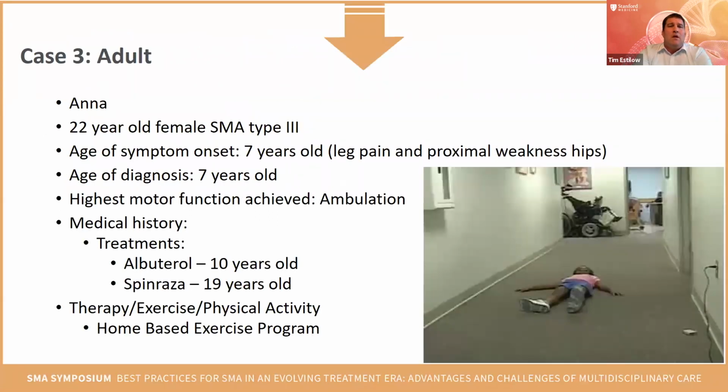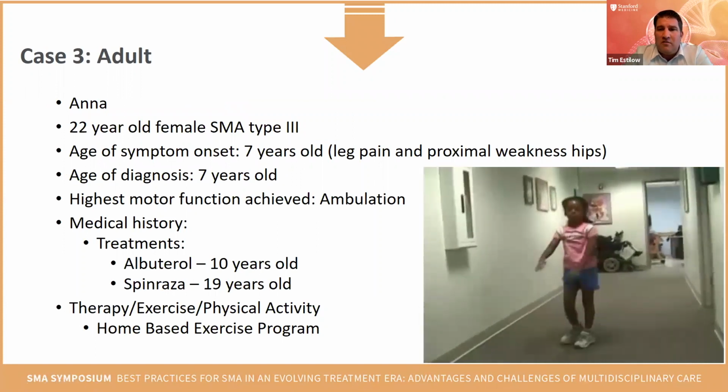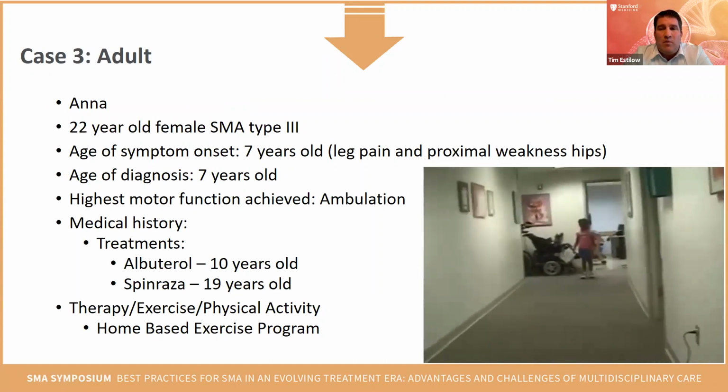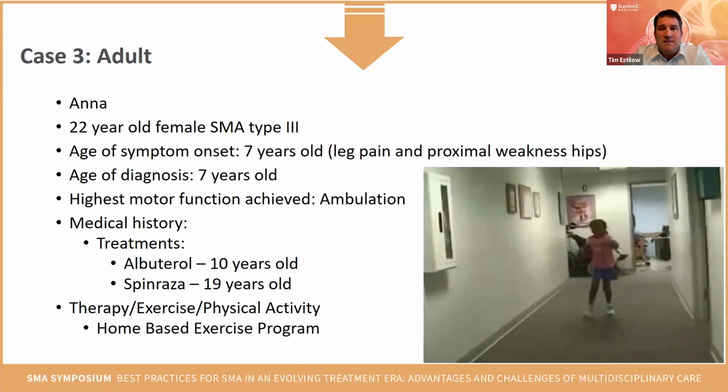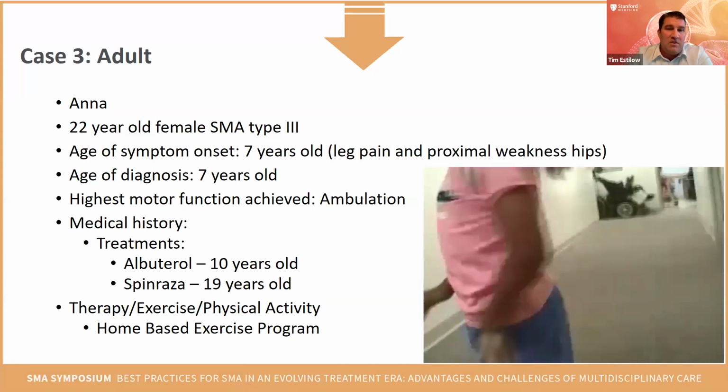Okay. My next patient is our adult patient, 22. She's not an adult here, but this is the only video I had from her when she was a cute, adorable little 6-year-old. Now she's a beautiful grown woman. It'll just illustrate some of this proximal weakness that you see, right? So you can see the proximal weakness in the hips, in the shoulders, right, when she runs.